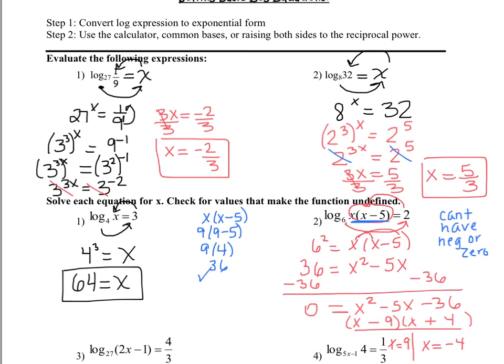So now let's try the other root. Negative 4. Negative 4 minus 5. Well, negative 4 minus 5 is negative 9. Negative 9 times negative 4 equals positive 36. That works as well.